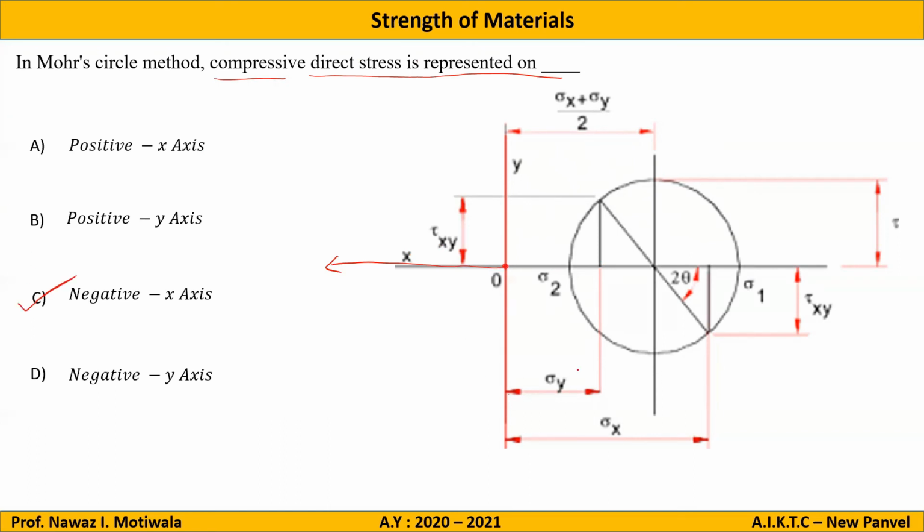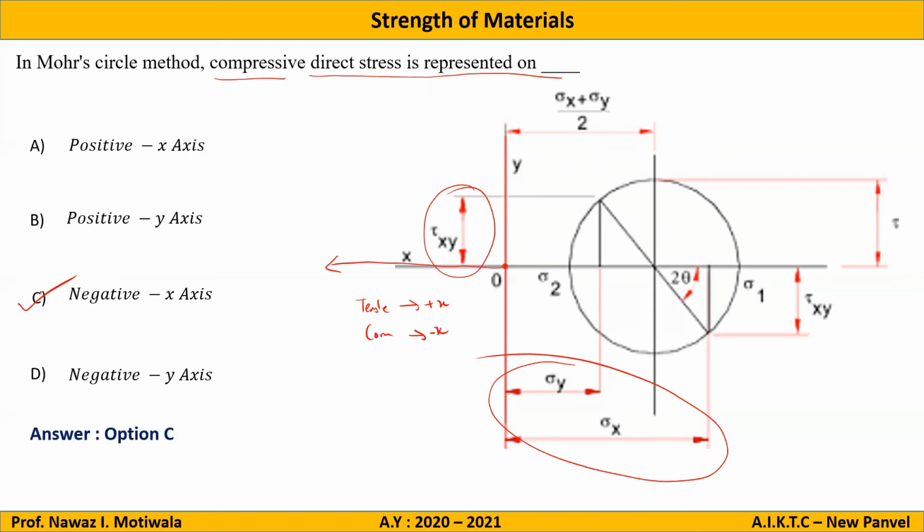You can see sigma x and sigma y are plotted on the x-axis and tau xy is plotted on the y-axis. So tensile is positive x, compression is negative x. The answer will be the negative x-axis.